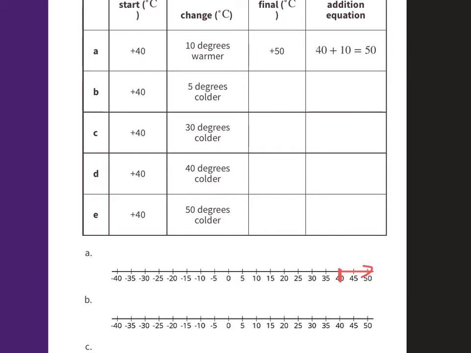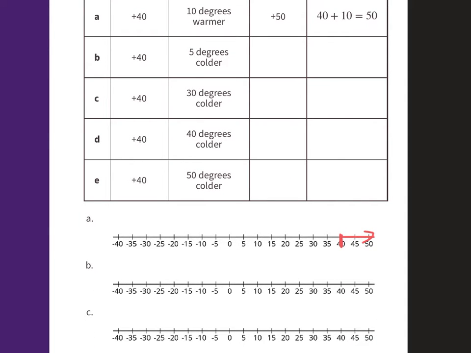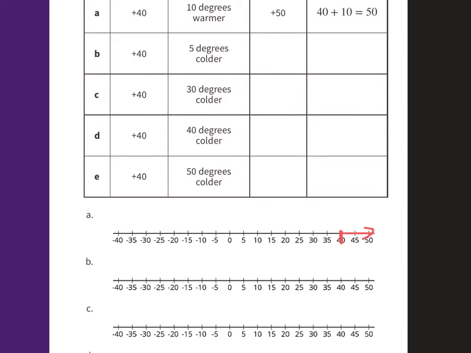All right, letter B. We start at 40, and we're going 5 degrees colder. So we start at 40, and we're going to go 5 degrees colder, so we're going to move to the left. Okay? So if we move 5 degrees to the left, we end up at 35, positive 35. Okay, now it wants us to write an addition equation.